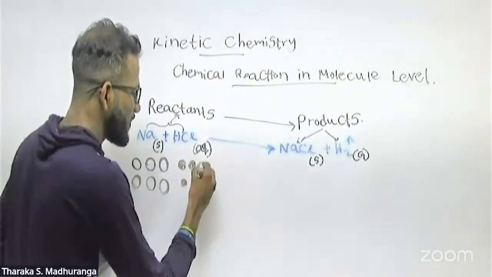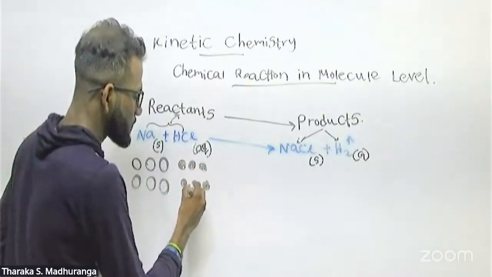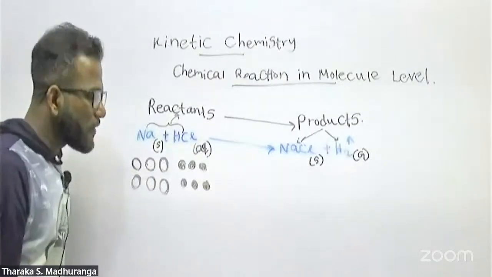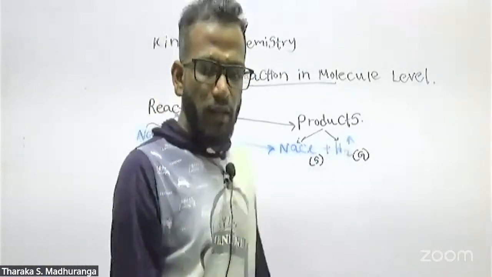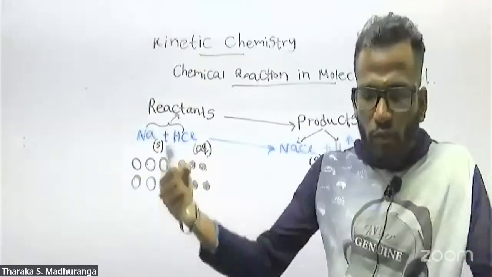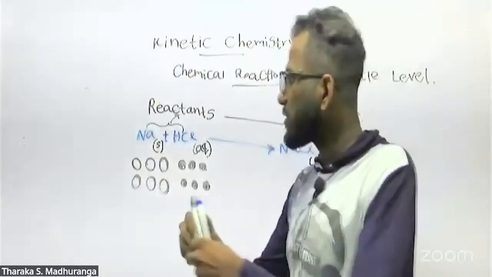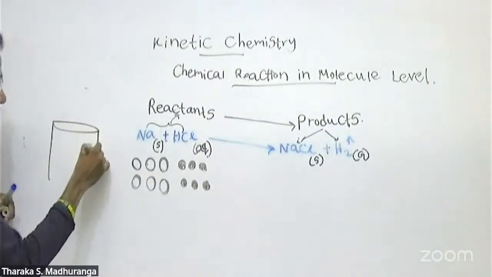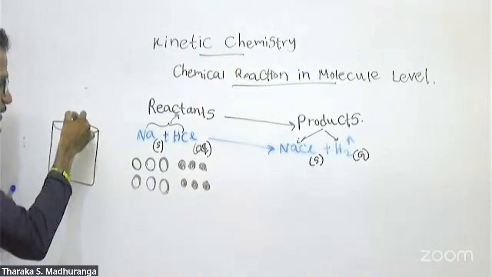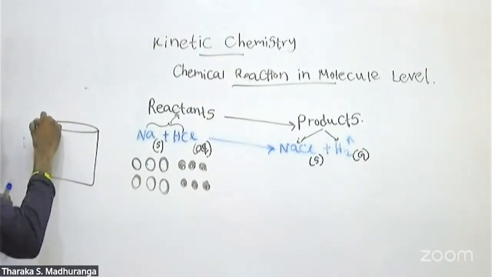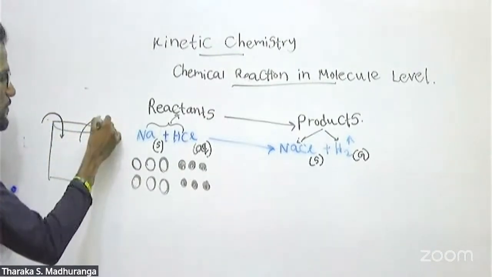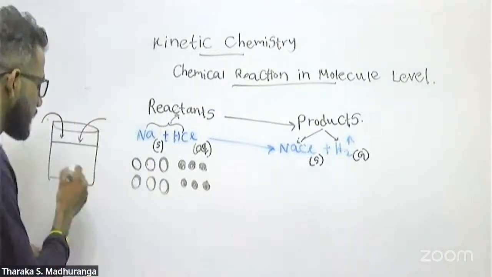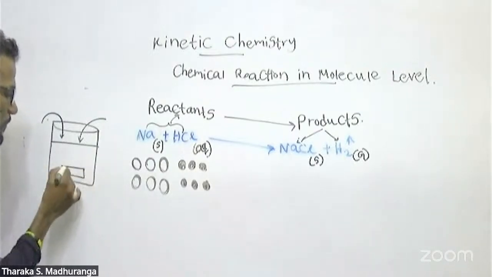Think they are HCl molecules. They are sodium molecules. They are HCl molecules. Then, when we add these two reactants together, think that's a beaker or a test tube. We add some HCl and a sodium part in here like this. Think that is a sodium part.